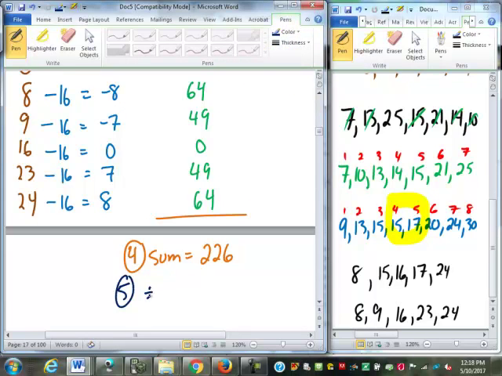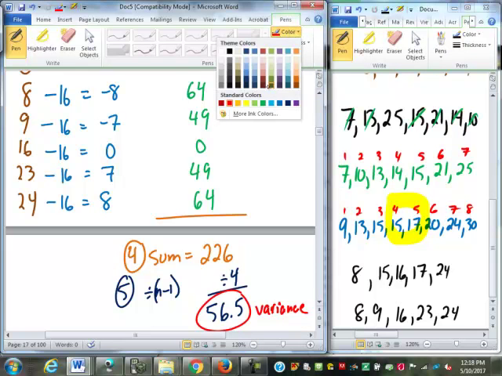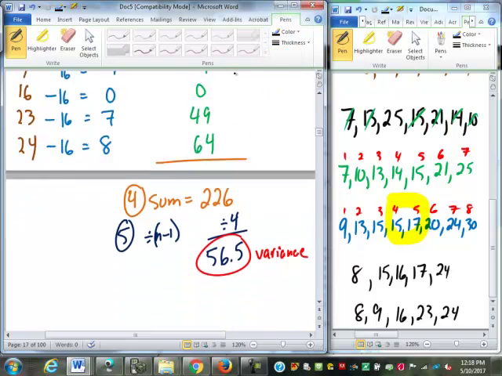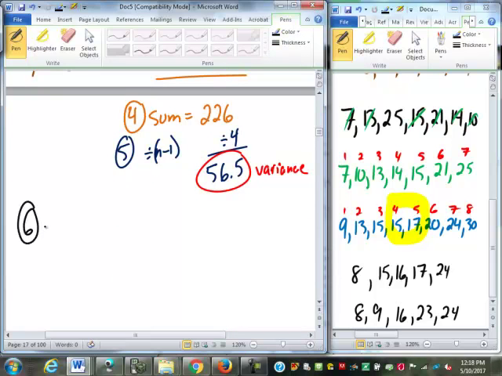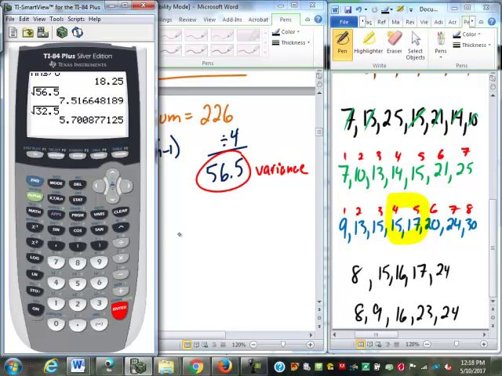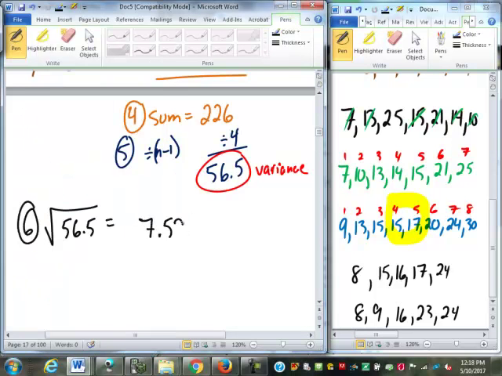Step 5 is to divide by n minus 1. So I'm going to divide this by 4 since n is still 5. That is, what, 56.5, is it? So that is the variance. And I square root that to find my standard deviation. That's step 6. Square root of 56.5 is 7.52. That is my standard deviation.